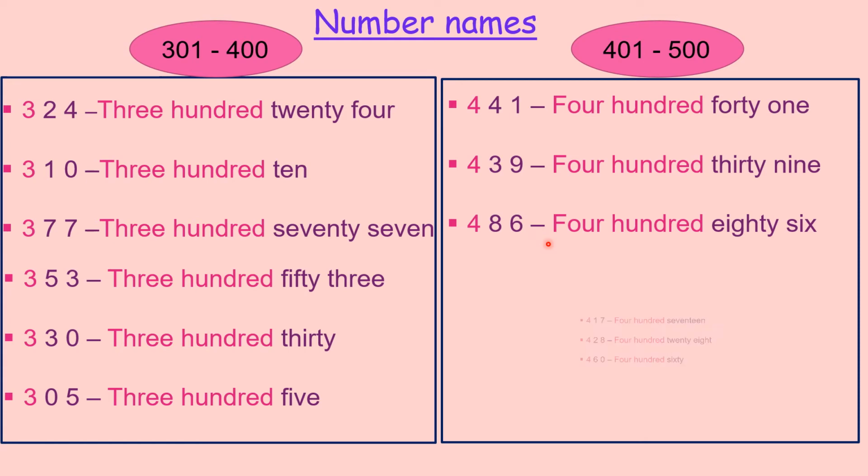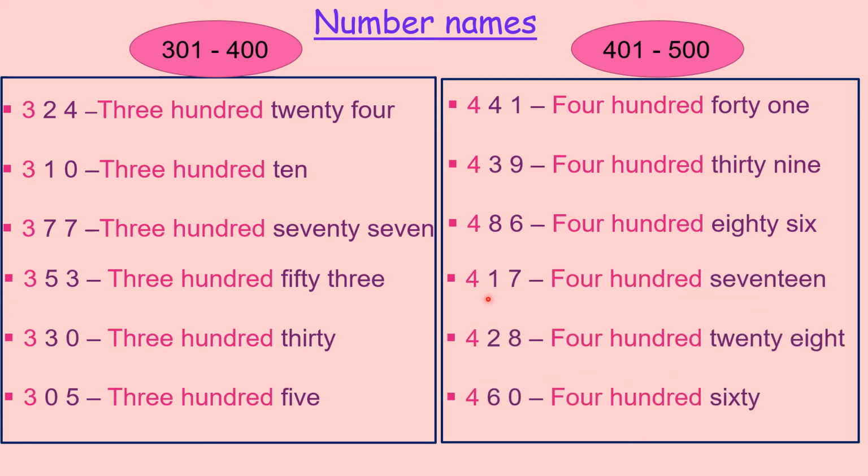Next set of numbers, 400, 17, 428, 460. Again, you have to be careful with the spellings.